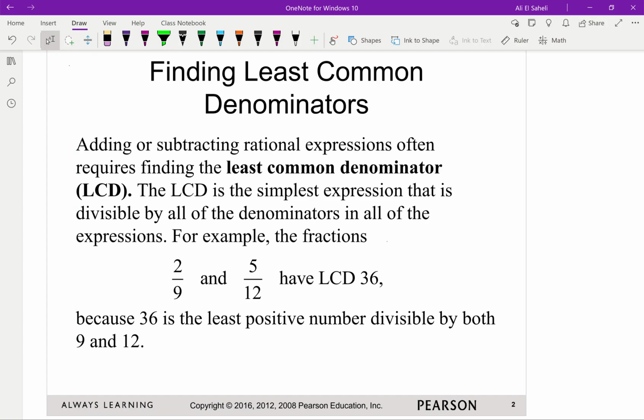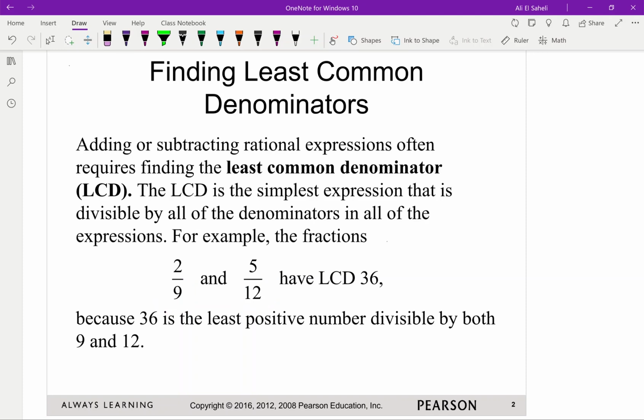The least common denominator is the simplest expression that is divisible by all of the denominators in all of the expressions. For instance, if you want to add these two rational numbers, rational expressions, you need to find the least common denominator, a number that divides both 9 and 12, and a smallest such number.